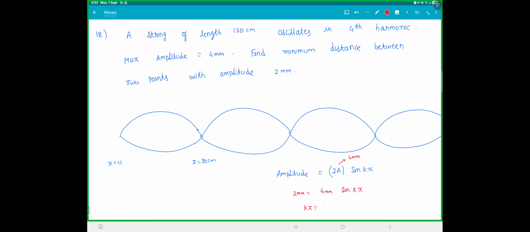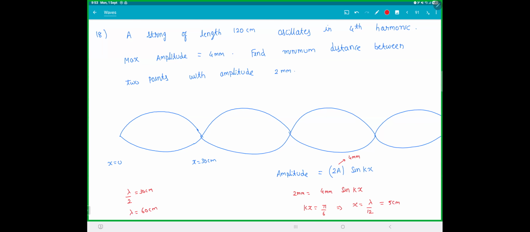So kx can be pi by 6, it can be 5 pi by 6, and so on, multiple things, right? If I take the simplest one, pi by 6, then 2 pi by lambda times x gives x = lambda by 12. And here lambda by 2 is 30 centimeters, so lambda is 60 centimeters. So we get x equal to 5 centimeters.